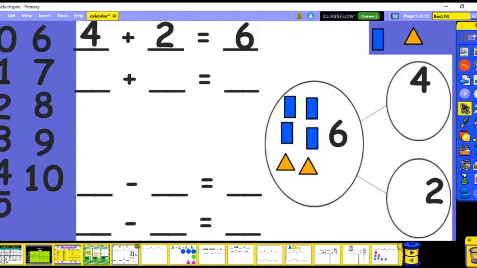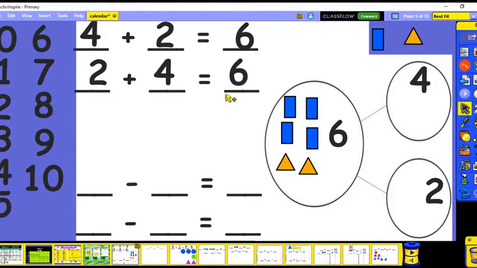Now let's find the related fact. I bet you guys know it. All we have to do is change the order of these addends right here. So instead of 4 plus 2, the related fact is 2 plus 4. And the answer when we add is called the sum. 2 plus 4 is 6.